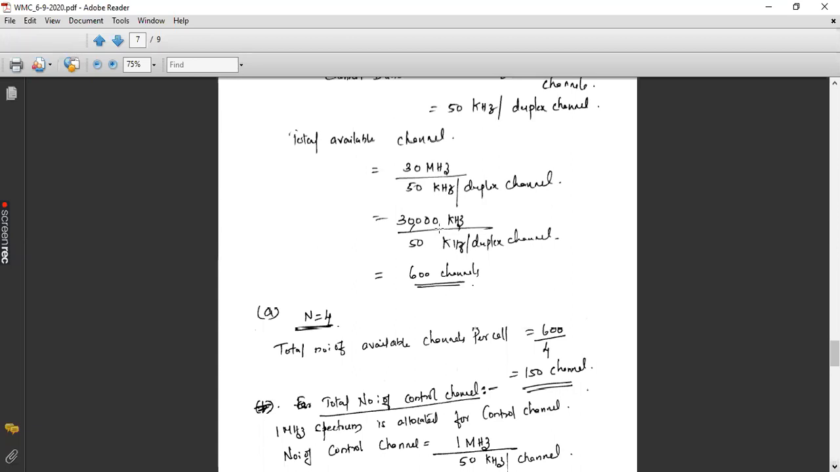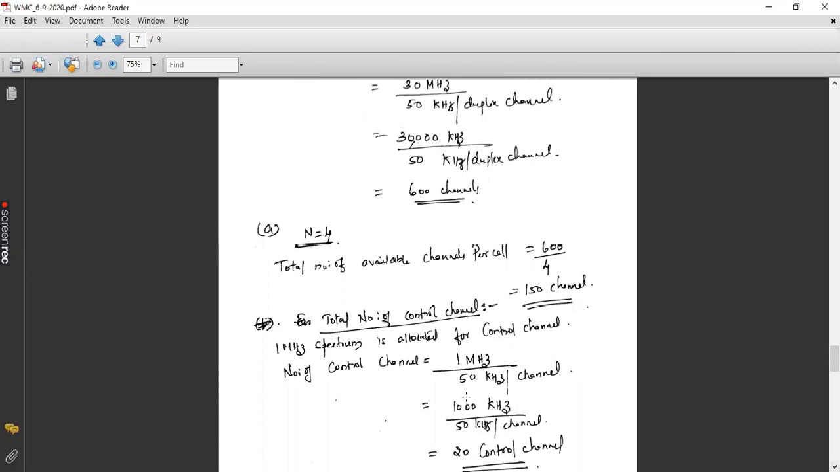So we are going to calculate the number of channels that are dedicated only to control channels. We need to divide the bandwidth allocated for the control channel by the bandwidth allocated to each channel. The total bandwidth is 1 megahertz for control channels, divided by the frequency used by each channel, that is 50 kilohertz, considering this as a duplex one. So 1 megahertz by 50 kilohertz is 1000 kilohertz divided by 50, that is 20 control channels. So overall, we are having 20 control channels in the entire system.